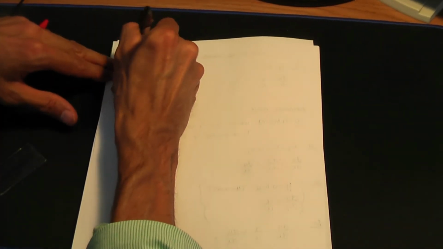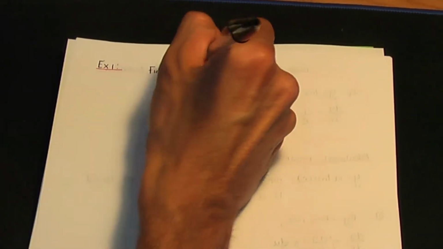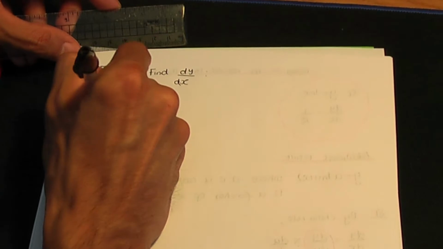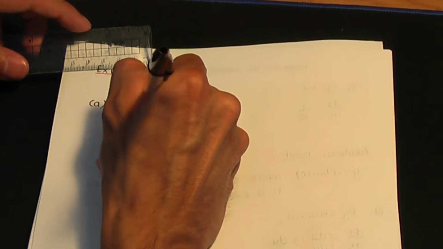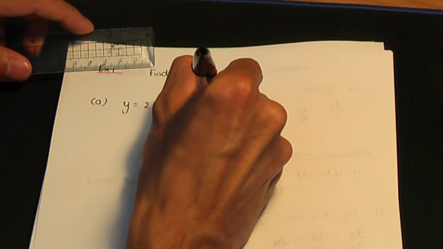On the reverse. So example number 1. Let's underline this. So the question is to find dy by dx. Okay, so calculate dy over dx, or find dy over dx. And let's do a variety of problems. So in part A, let's have a look. Let's differentiate y is equal to 2 ln(x squared plus x plus 1).